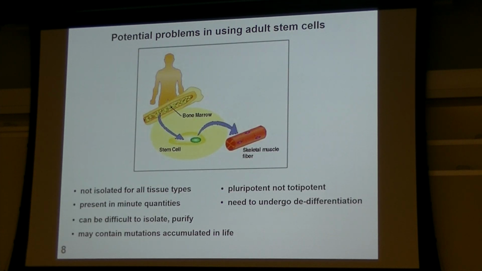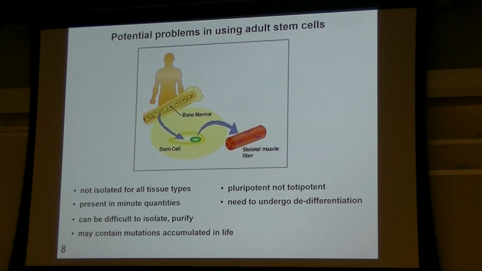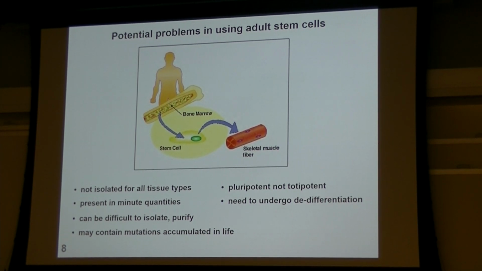So could we use adult stem cells to try to pursue some of these therapies? And there has been interest in this, but here are some of the limitations. We don't actually have an adult stem cell for every single tissue type. For example, the cardiomyocyte precursor cell is a little bit elusive and hard to pin down, hard to isolate, because there's just not very many of them and we're not really sure where they're coming from.